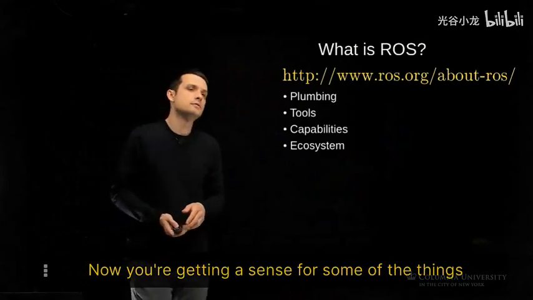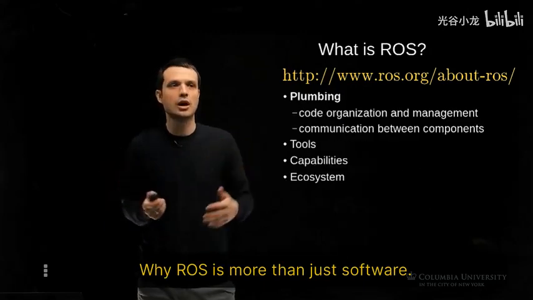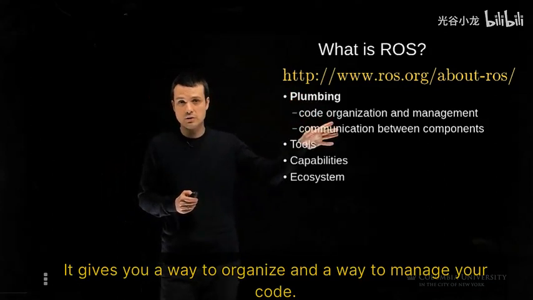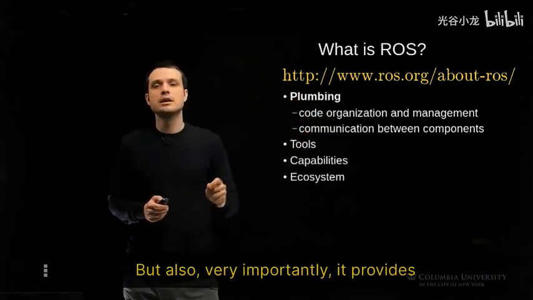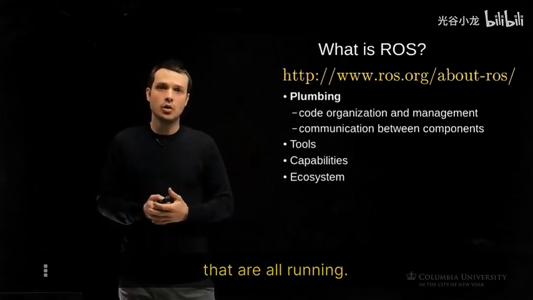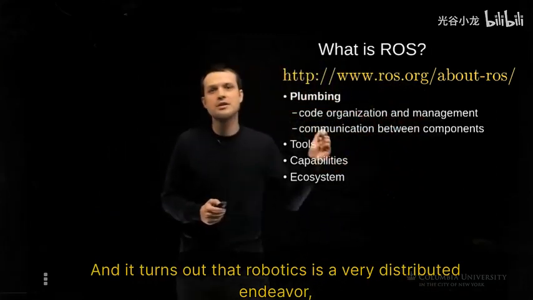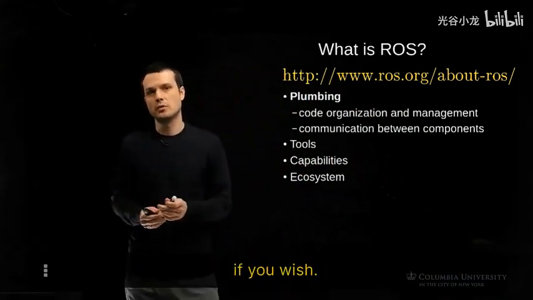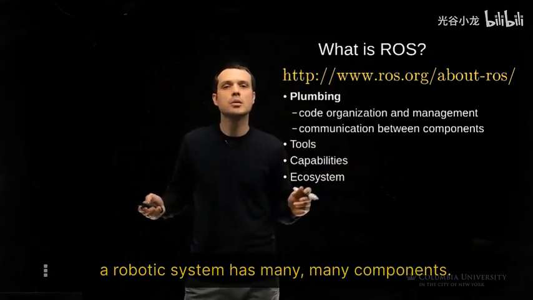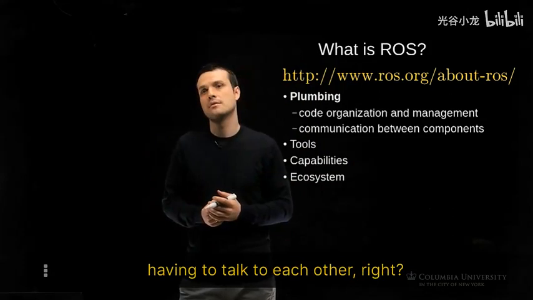Now you're getting a sense for some of the things that are listed here, and why ROS is more than just software. ROS is plumbing. It gives you a way to organize and manage your code. But also, very importantly, it provides communication between multiple pieces of code that are all running. It turns out that robotics is a very distributed endeavor, if you wish. A robotic system has many, many components, and all of those components end up having to talk to each other.